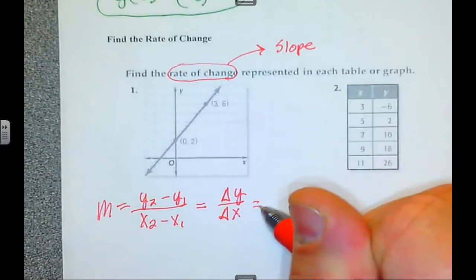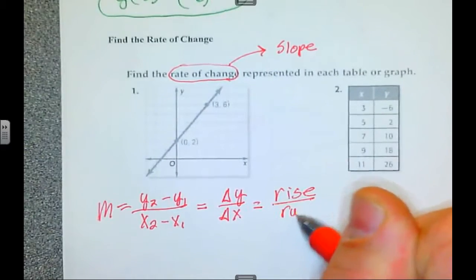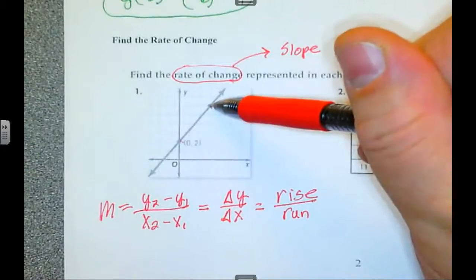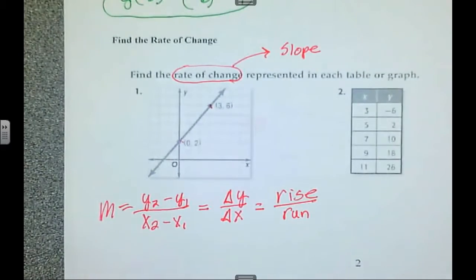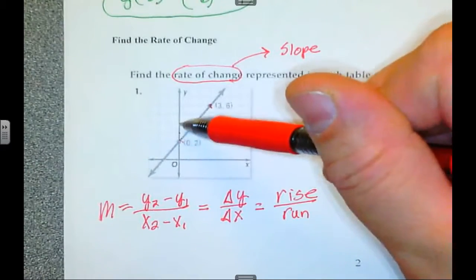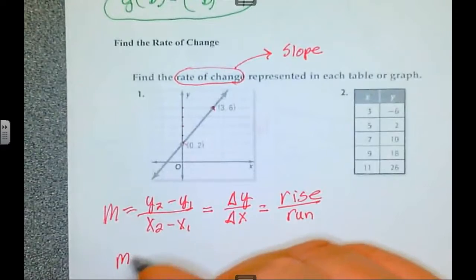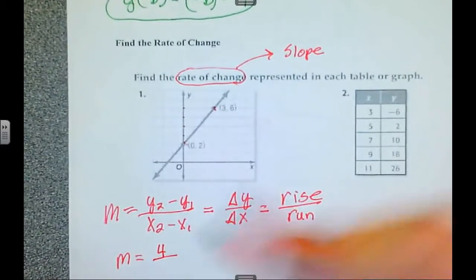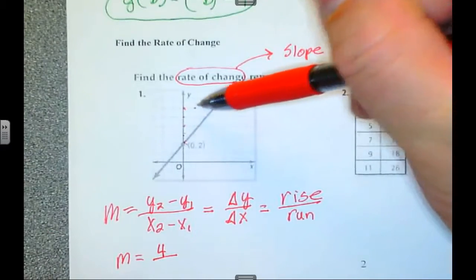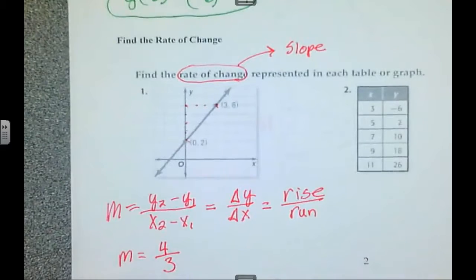Just count. It's rise over run, right? Okay, so we're going to go up or down first. You could go from this point to this point and this point to that point. Doesn't matter. Okay, so let's go up. 1, 2, 3, 4. So we're going to go up 4. And to the right, 1, 2, 3. So there's my slope.